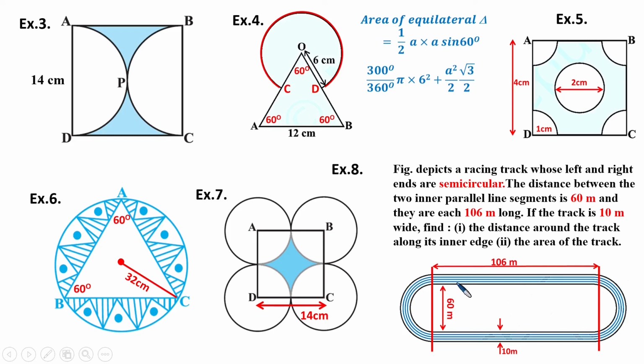So the area of the track you can find. You can find the area of the outer track and you can find the area of the inner track. So area of outer track minus area of inner track will be this region. So that will be the area of the track. So you should be able to do it yourself.